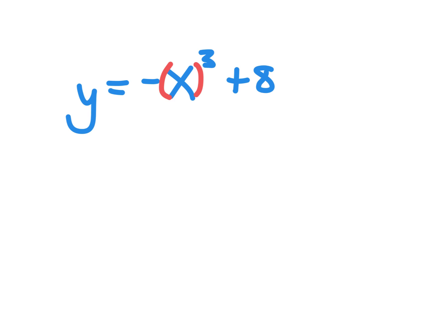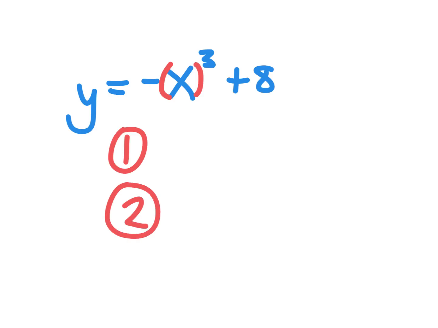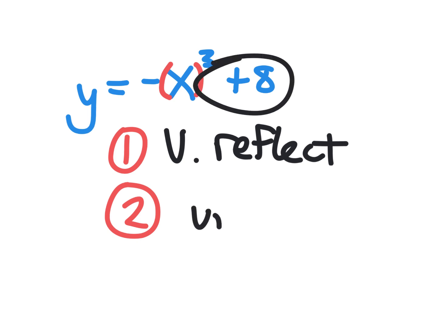All right, so tell me, in this case, there's only 2 changes. And it might be confusing to you because there's nothing on the inside. Well, then I guess that's last. So that negative in the front. Is that vertical or horizontal? That negative in the front, that is a vertical. Vertical what? Reflect. And then this is too easy. It's up 8. There we go. And that's the right order too.